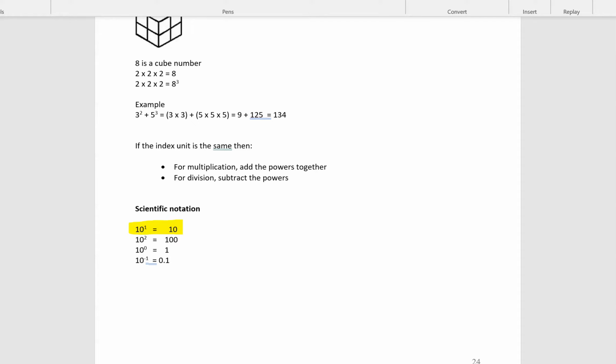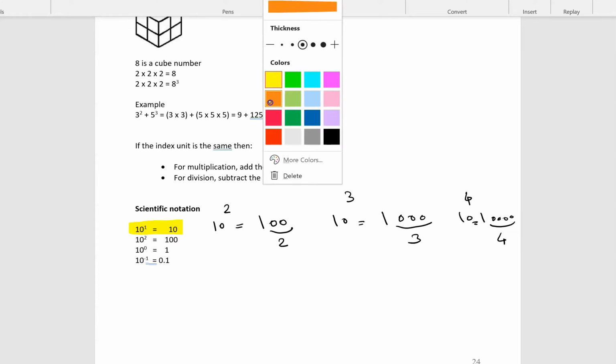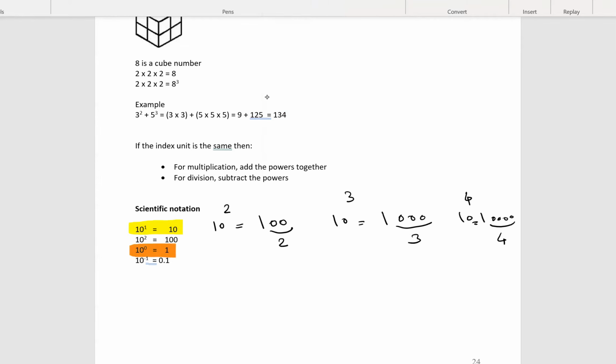What is the meaning of 10 to the power of 2? It's 1 0 0. We add 2 zeros. When 10 to the power of 3, 1 2 3, so we put 3 zeros. 10 to the power of 4 equals 1 2 3 4 zeros. Now the only exception here, 10 to the power of 0 equals 1.